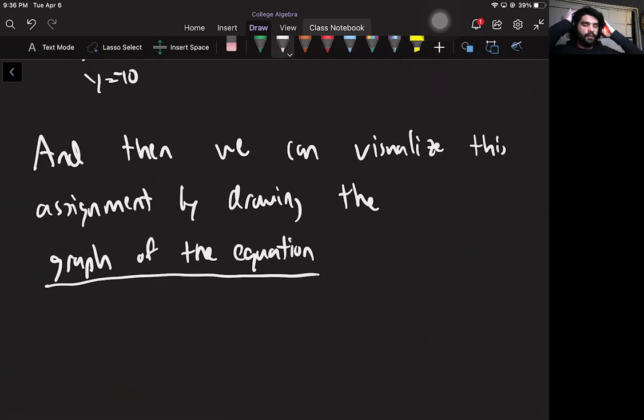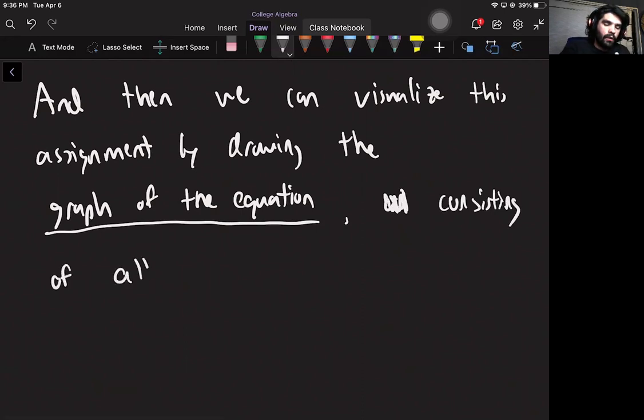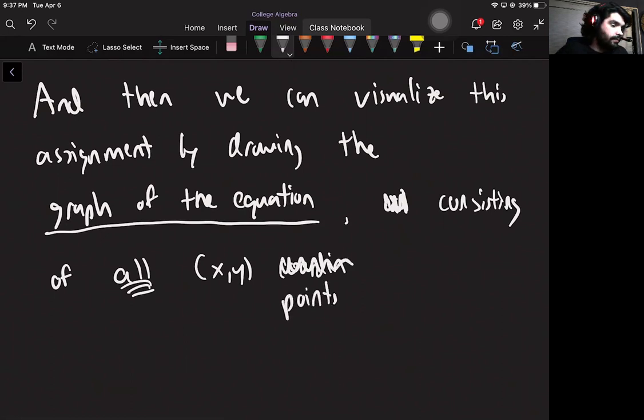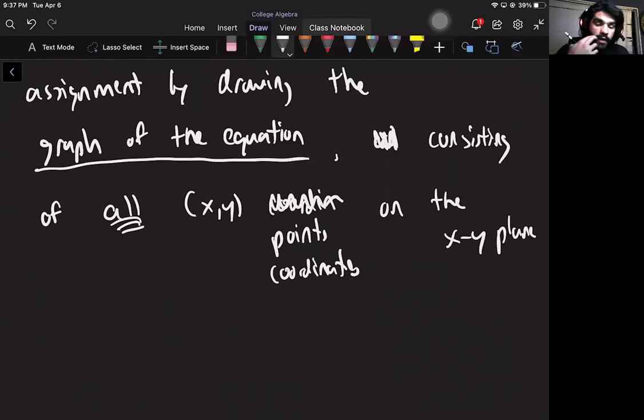So what is the graph of the equation? Well, it's all, consisting of all the x, y coordinates, or let me call them points. All the x, y points, we'll call them coordinates too. On the xy plane. The xy plane, you may not remember, but I'll review it in a second. So it's all the xy coordinates on the plane that come from doing the equation. So where the xy satisfies the equation.